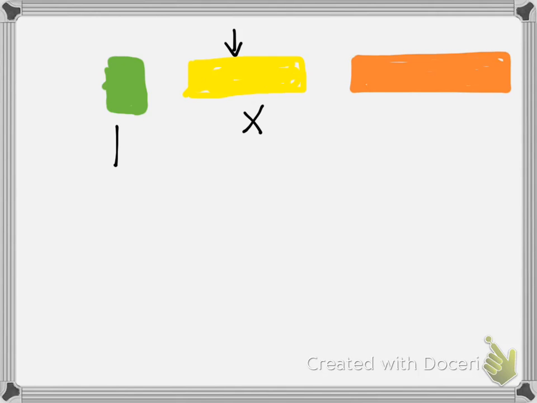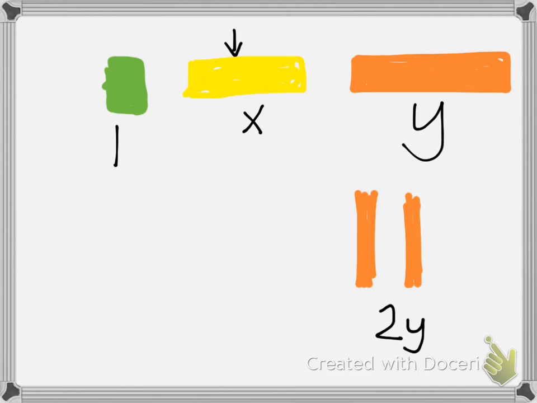Now, this one, for those of you who've already guessed, is y. So if I had two of those, that would be 2y. Now the reason that we have them is because it allows us to visually display expressions, okay? For those of us who don't like letters and numbers and variables.